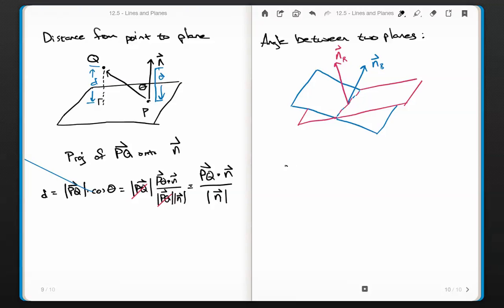So theta, which is right here, equals, well, the dot product, right? So it's normal R dotted with normal blue divided by the magnitude of normal R times the magnitude of normal blue. So that's it. That's the angle between the two planes. So again, our old friend the dot product becomes useful not necessarily just for projections, but it gets us angles too.